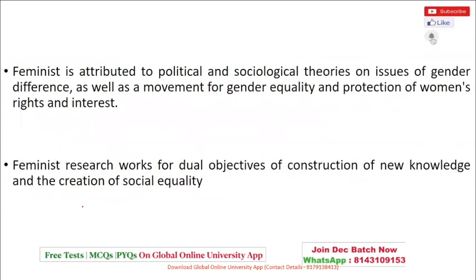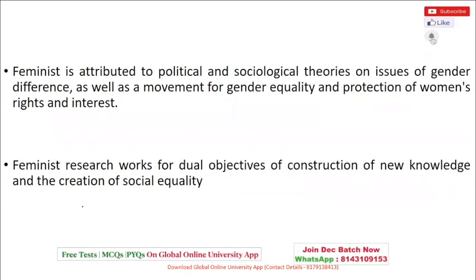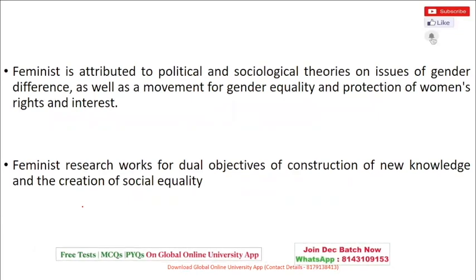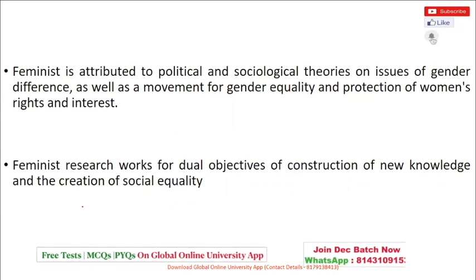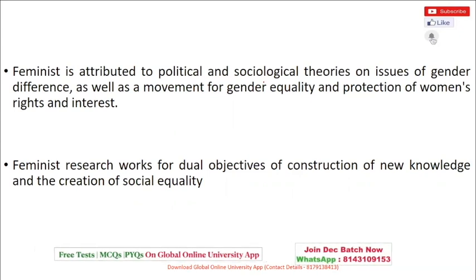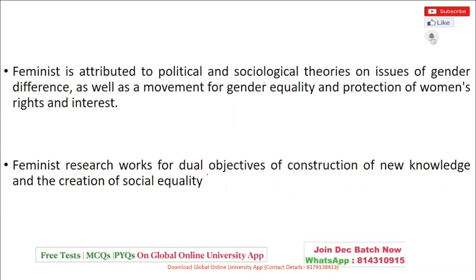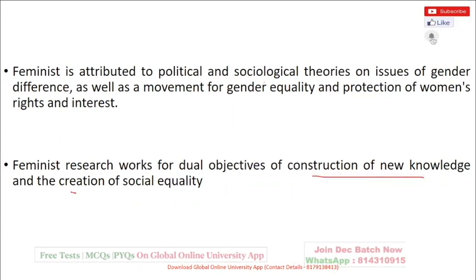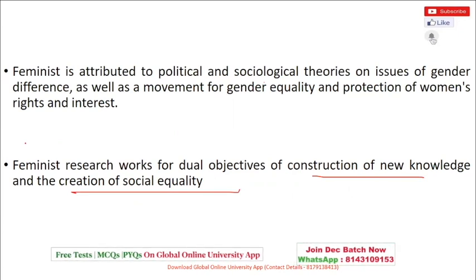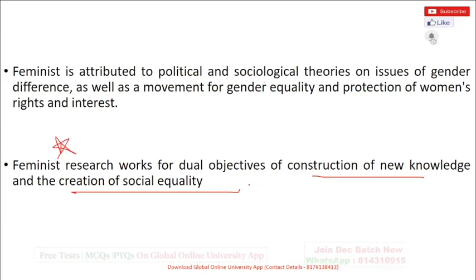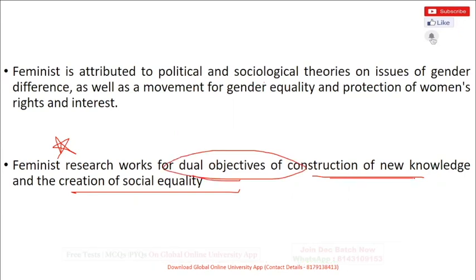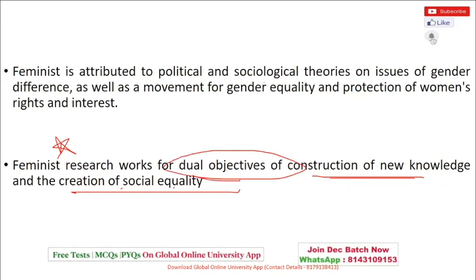Okay. Now, there is one approach in research called feminist research. Feminist is basically related to political and sociological theories. But in research, it has dual objectives: construction of new knowledge as well as creation of social equity. So for feminist research, please keep in mind, it has two objectives. One is the construction of new knowledge, and another is the creation of social equity.